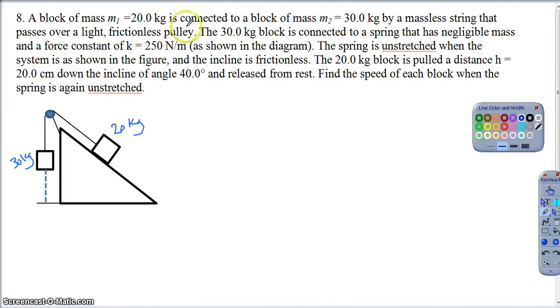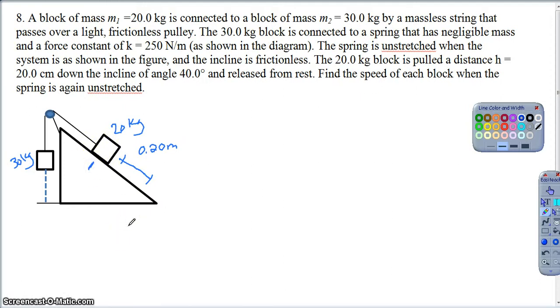Obviously you can read through this question and make sure you're comfortable identifying all the key figures. This picture is before it's been stretched at all. Originally this block is just resting on the ramp, and this one is resting on the spring. Then they say that I've pulled the 20 kilogram block a distance of 20 centimeters down the incline, and then I release it from rest. So it's down the incline 0.20 meters, and I release it from rest at that location. They want me to find the speed once it returns back to this location.